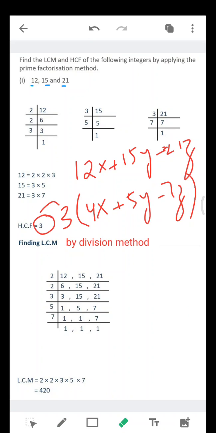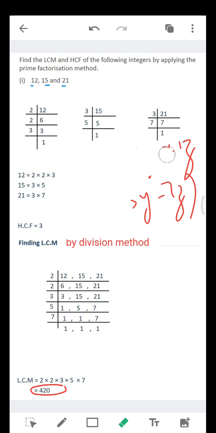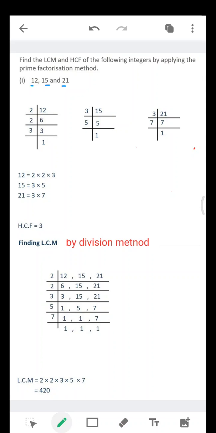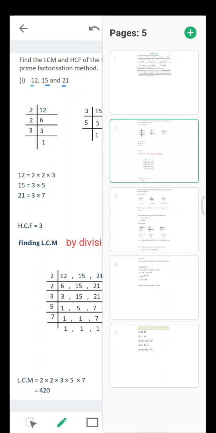Now today's concept is how to find this LCM, that is 420, by using the prime factorization method. How to find this LCM by using the prime factorization method, that we are going to see today. SCF we found by the prime factorization method only. This is not the division method. So let's see how to solve.